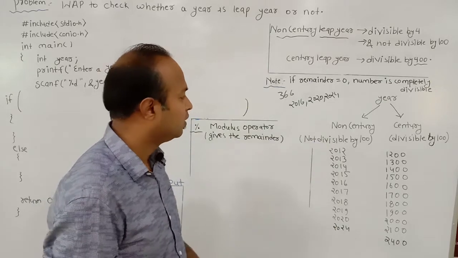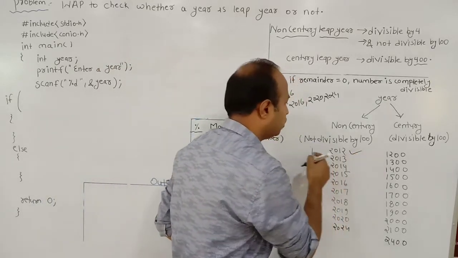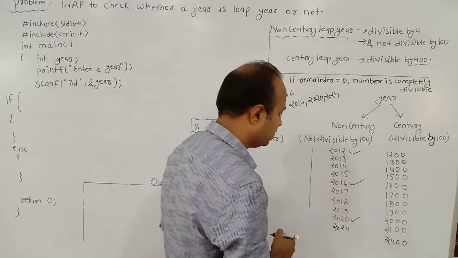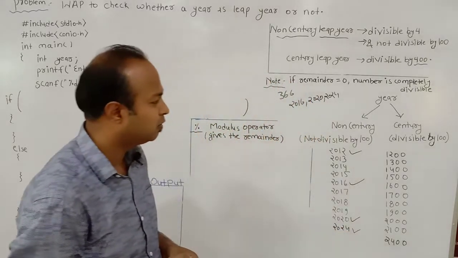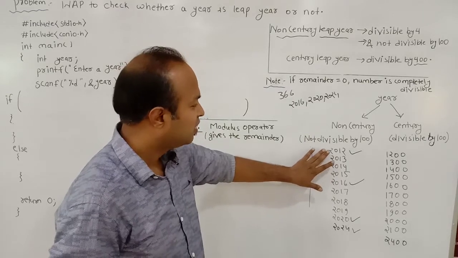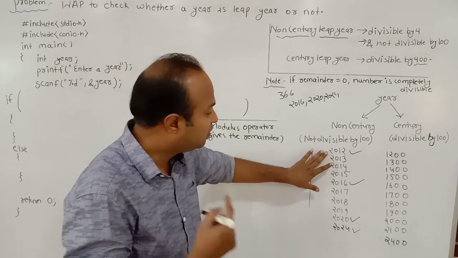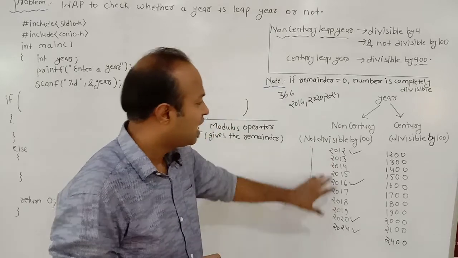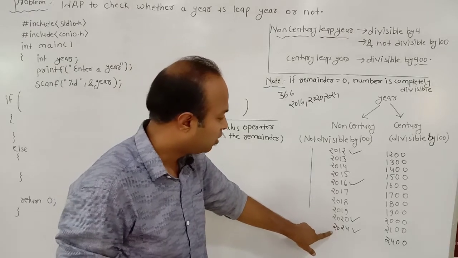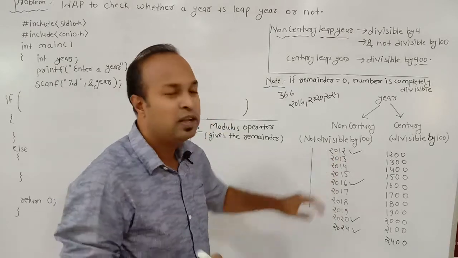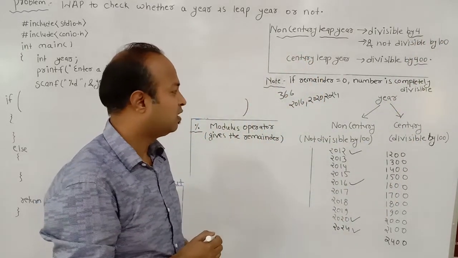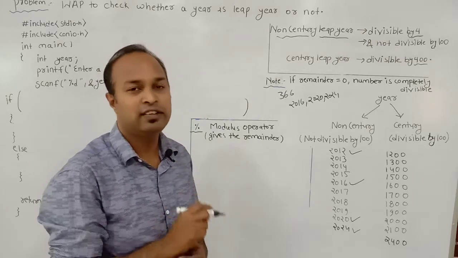Now come to the non-century year. Here we can see 2012 was a leap year, 2016 was a leap year, 2020 is a leap year, 2024 will be a leap year. So here we can see every leap year is divisible by 4. Every leap year, meaning 2012, 2016, 2020 and 2024, is divisible by 4. Means if a year is divisible by 4, such years are leap years.